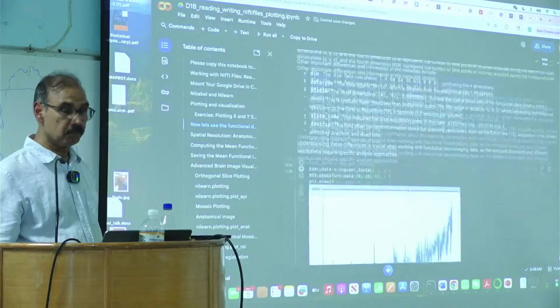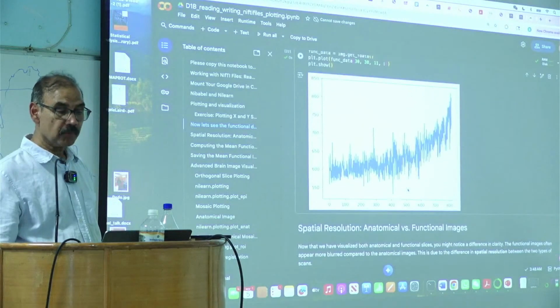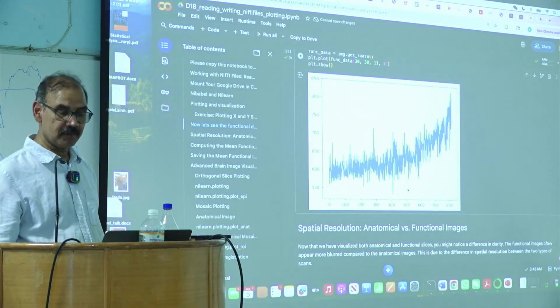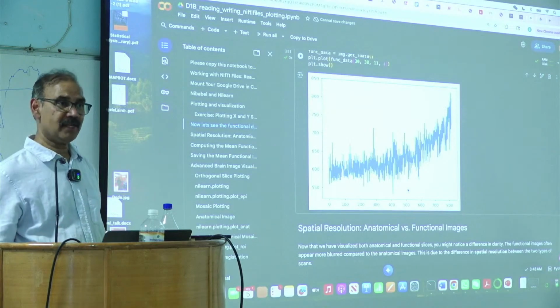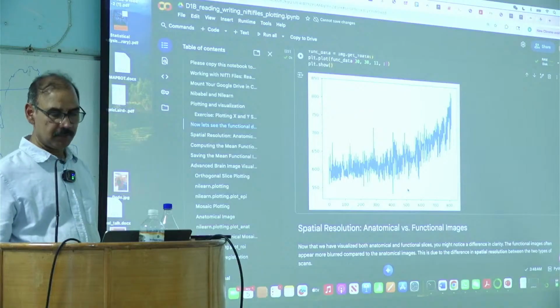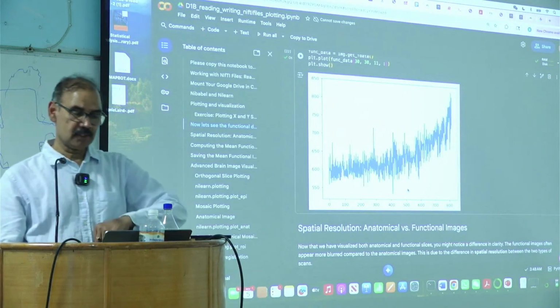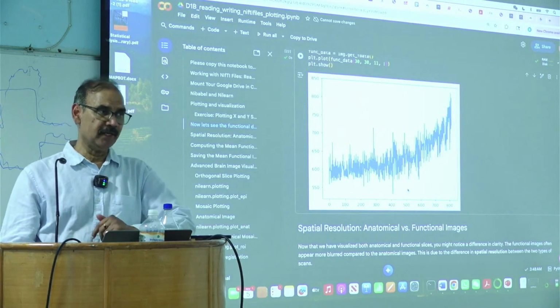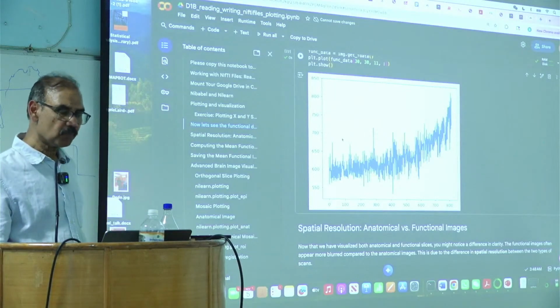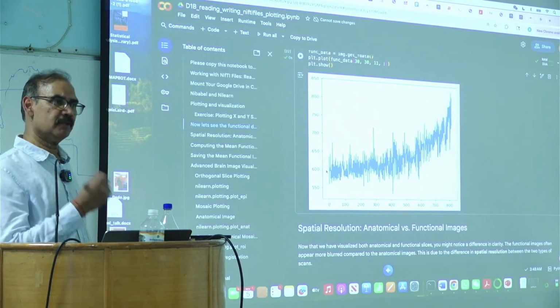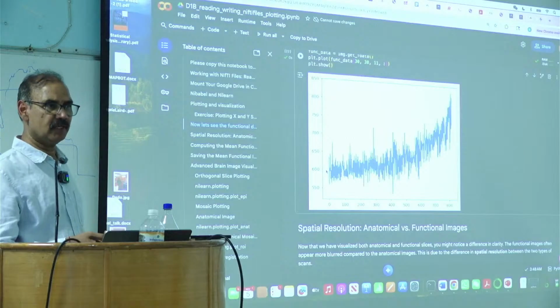What is on the y-axis? Good. So what is on the x-axis? Time points, because there are 818. So this is also 818 time points. So the y-axis is the BOLD signal intensity, right?